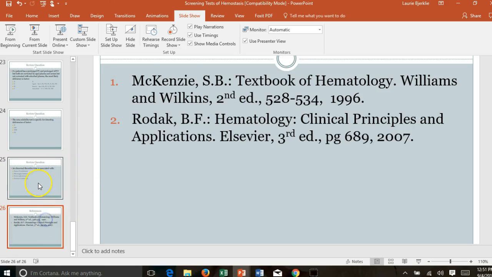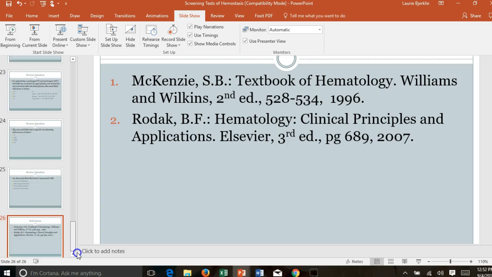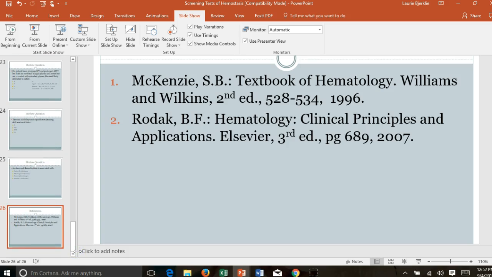And that's it. The last slide is just my references. These are two amazing hematology books. I love both of them. There are, of course, other wonderful hematology books out there. These are the two I'm more familiar with.